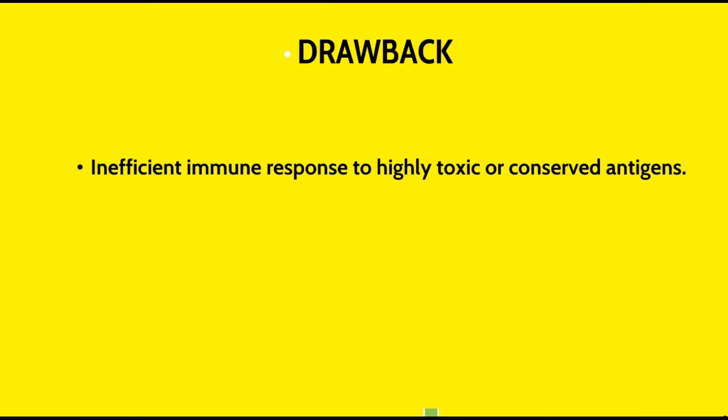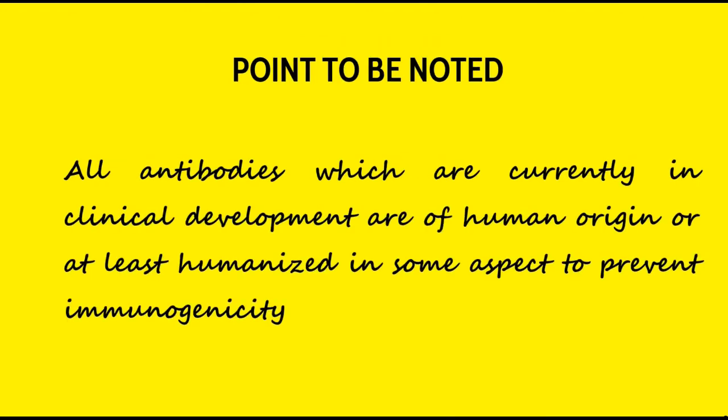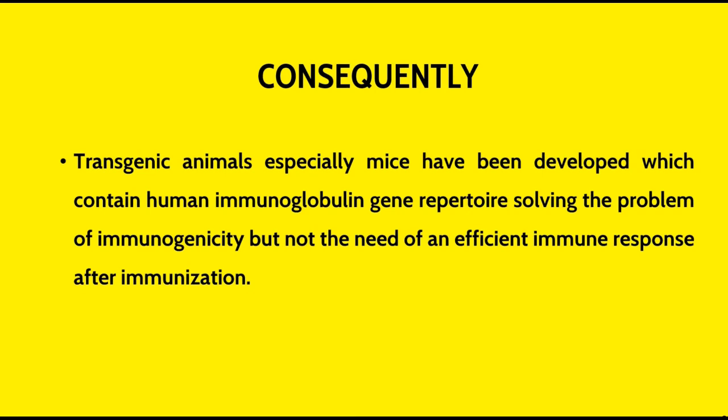What is the drawback of hybridoma technology? It has insufficient immune response to highly toxic or conserved antigens. Here a point is to be noted. All the antibodies which are currently in clinical development are of human origin or at least humanized in some aspect to prevent immunogenicity. Consequently, transgenic animals, especially mice, have been developed which contain human immunoglobulin genes, reportedly solving the problem of immunogenicity but not the need of an efficient immune response after immunization.